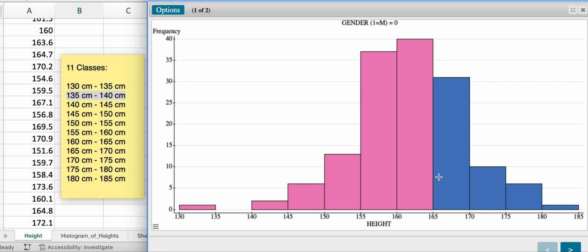Here the frequency is 40. The next class has a frequency of 31, and the next class has a frequency of 10. The frequency for heights between 175 and 180 is 6, and then 1. So when we add up the frequency for each class, that gives us the total. Here we have a total of 147 pieces of data that makes up our sample size.